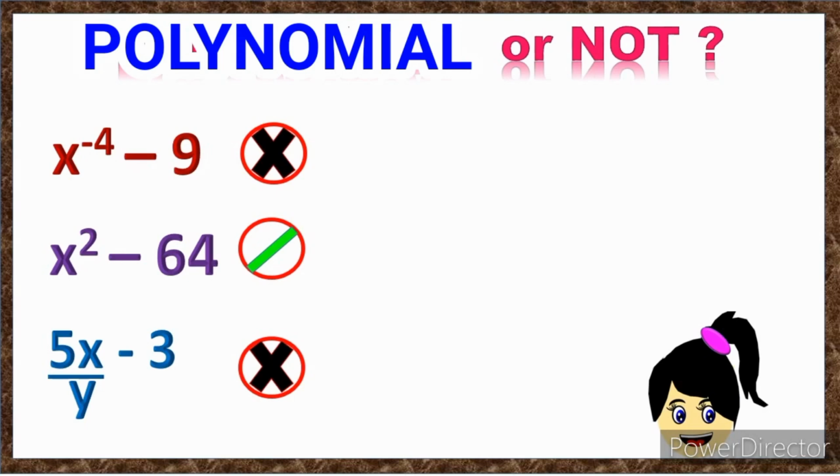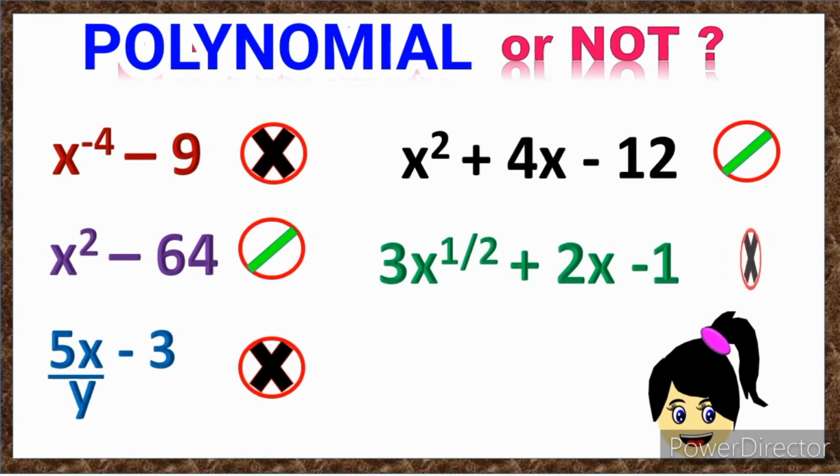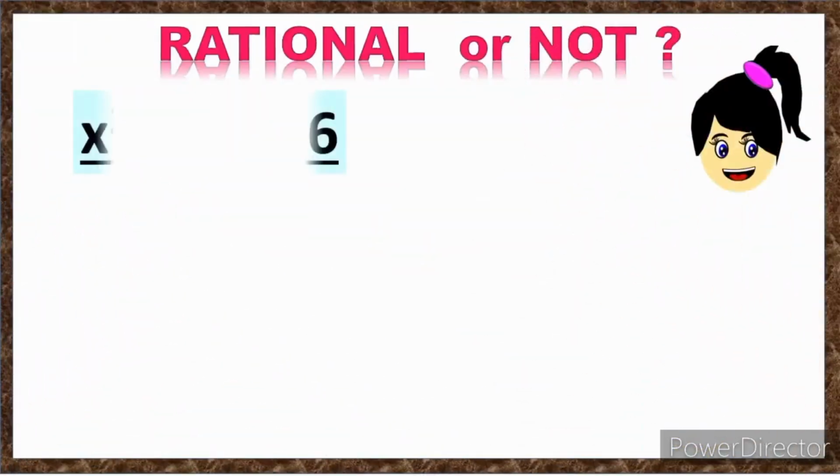Okay, next, let's have another expression. X squared plus 4x minus 12. A polynomial or not? So this expression is polynomial. Next, about 3x raised to 1/2 plus 2x minus 1. A polynomial or not? Okay, this is not polynomial because of the exponent 1/2, which is fraction.